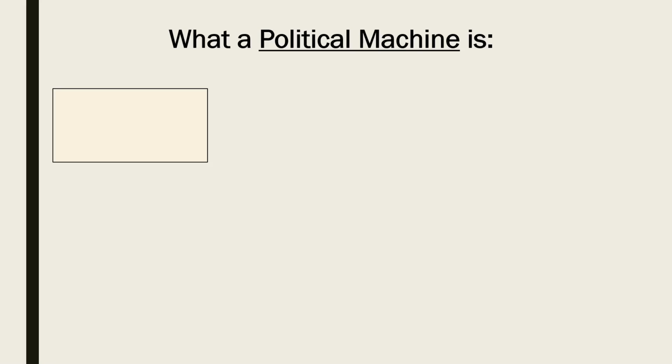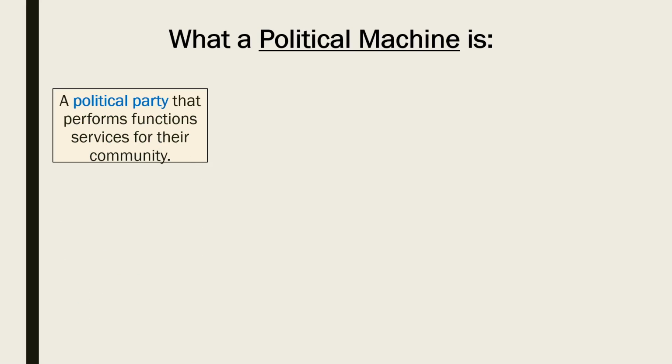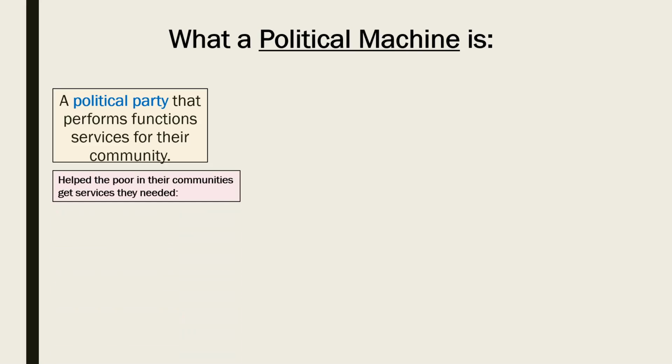We're going to talk about corruption and political machines today. A political machine is really just a political party that performs certain functions in their own society and their own community. They do lots of good stuff. For instance, the poor people in their communities, especially during the Gilded Age, when there's widespread poverty and low wages, need certain services.